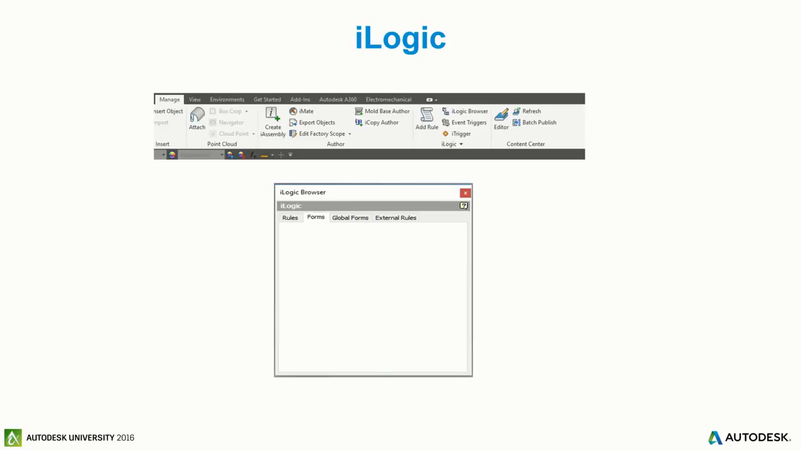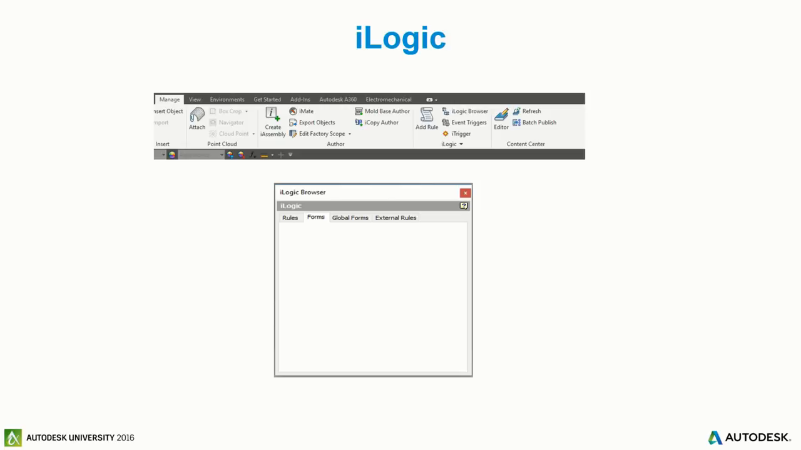So what happens is you get a browser now that you can pick on. And it comes in under the Manage tab. You do have to click it on and engage it down here. It's a little bit changed since, I believe, 2016 or 15 to 16, there was a little change to it. But the box is nice and it works easier. So you have your general rules, your forms, your global forms, and your external rules. We're going to go into a little bit of detail about the forms and the external rules.